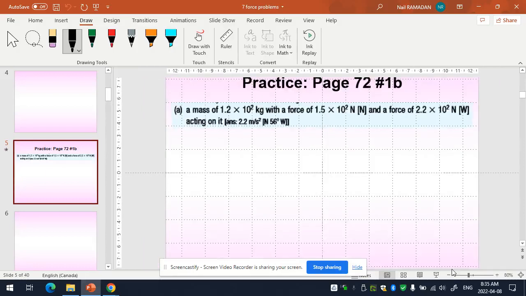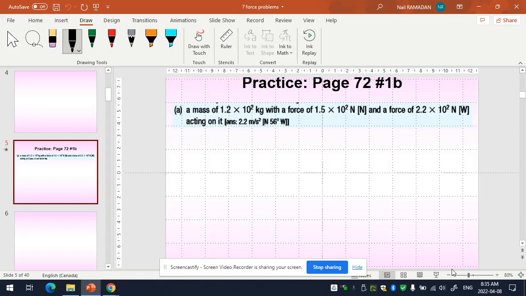Okay, so let's start with this problem for today. Practice 72, page 72, number 1B. This one actually is easier than the one from yesterday. Why? The one from yesterday, the last one we did before the day was done, was two bad vectors. Both of them needed to be decomposed or broken down. What kind of vectors do we have here?